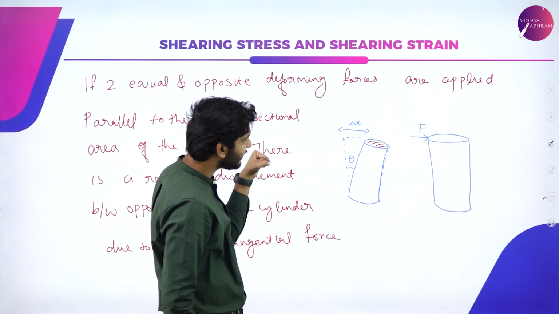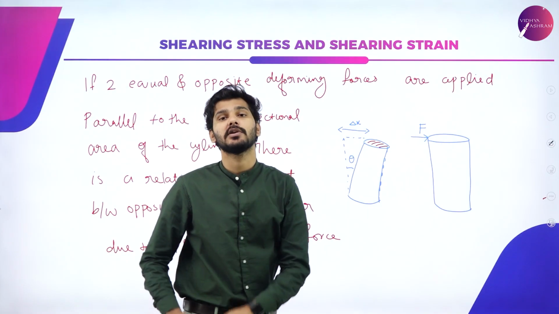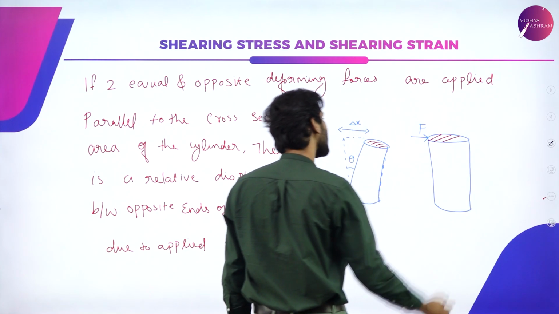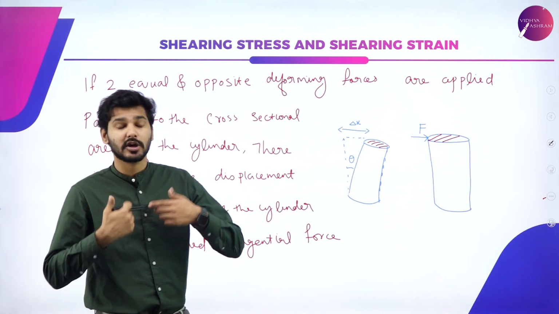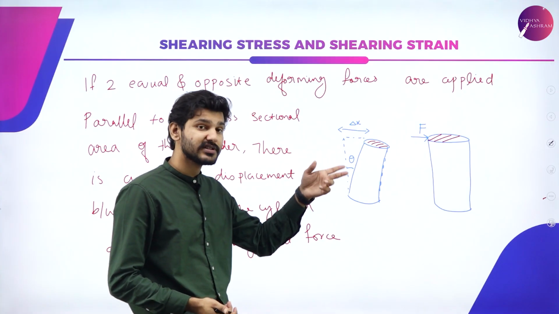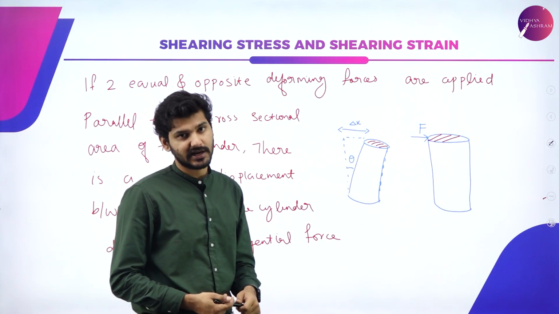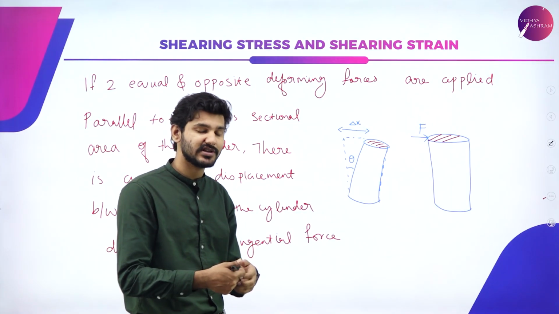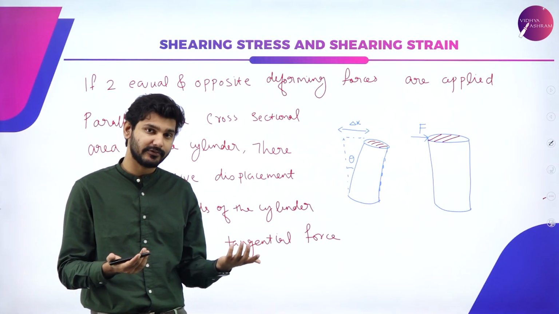Now I am applying that force parallelly to that particular cross-sectional area. So if I apply that force parallelly to that particular cross-sectional area of a cylinder, there are two forces which are equal and opposite in direction. That is, if I apply a force, the restoring force is in the opposite direction. That is why it is a pair of forces.